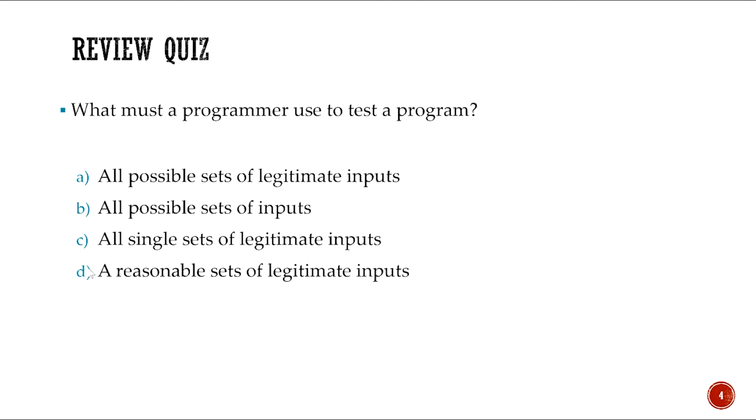And it's just not possible to test all possible options. So the right answer here is a reasonable set of legitimate inputs. We want to make sure that the algorithm is working properly, and we test it with a reasonable set. Sometimes it's just not possible to test all inputs. With that, we start chapter 3.